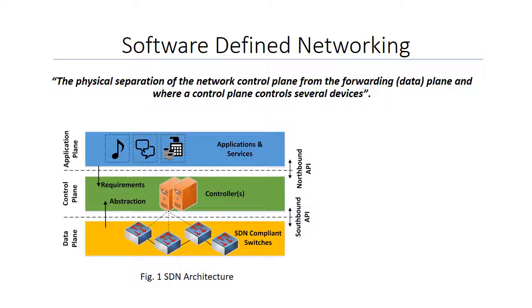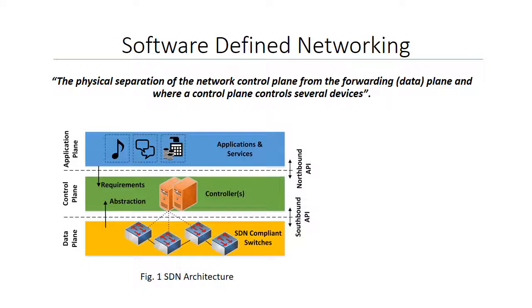separation of the network control plane from the forwarding or data plane, and where a control plane controls several networking devices. The architecture comprises three layers as shown in the figure. The data plane at the bottom incorporates network switches, the control plane hosts the network controller, and the application plane comprises different application services.